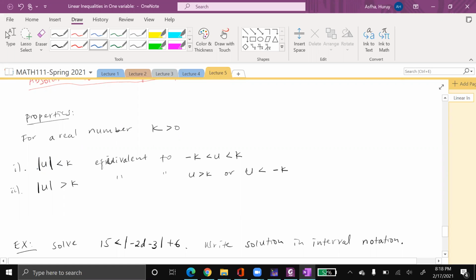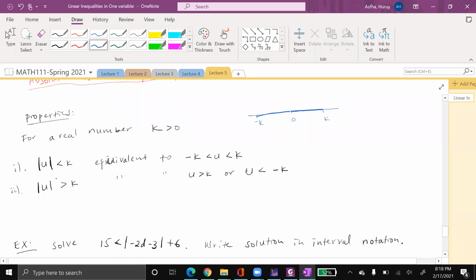Because distance is always positive. That's what we agree on. So the absolute value of u is less than k. Well, which numbers satisfy this one? We have to ask ourselves. If I have this 0, and let's say this is k, the positive k, and on the left side, you have negative k. So these two distances are the same if we ignore the negative sign. They are equal from 0, right?